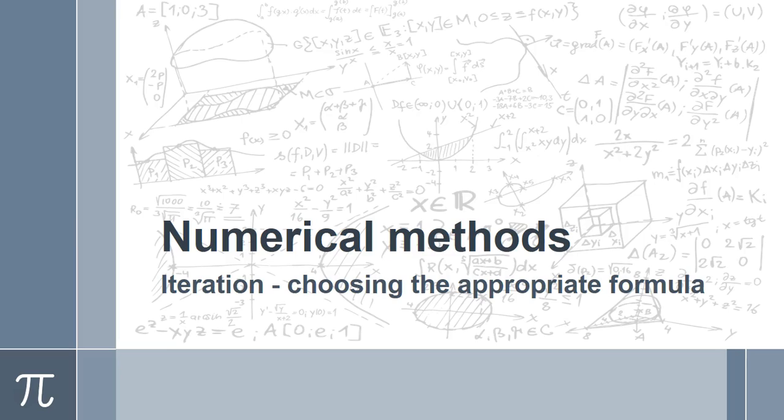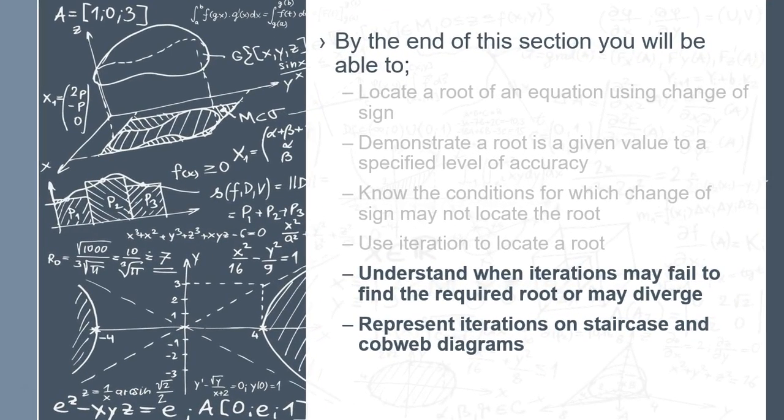I've got the title as choosing the appropriate formula, because what we're going to see is that sometimes we're going to get an iteration formula that doesn't work or doesn't actually find the root that you're looking for. And the other thing we're going to look at, partly the links to the reason why it doesn't work, are these things on that bottom bullet point there, which are staircase and cobweb diagrams.